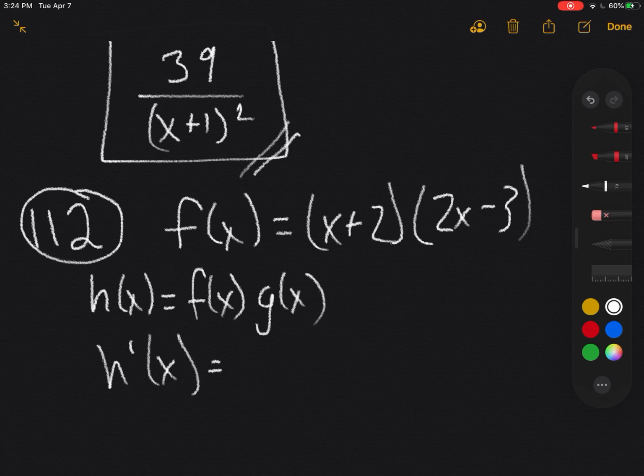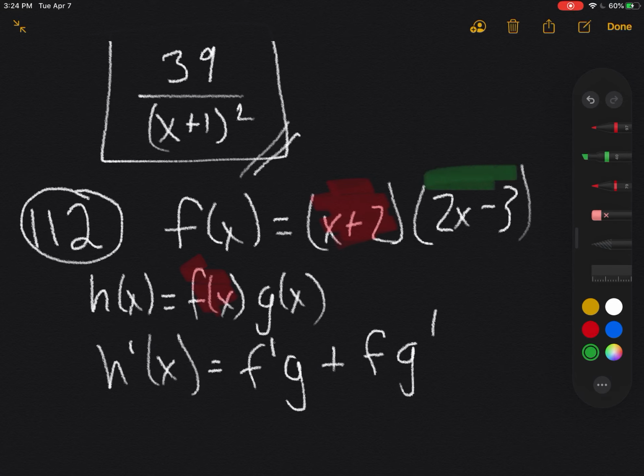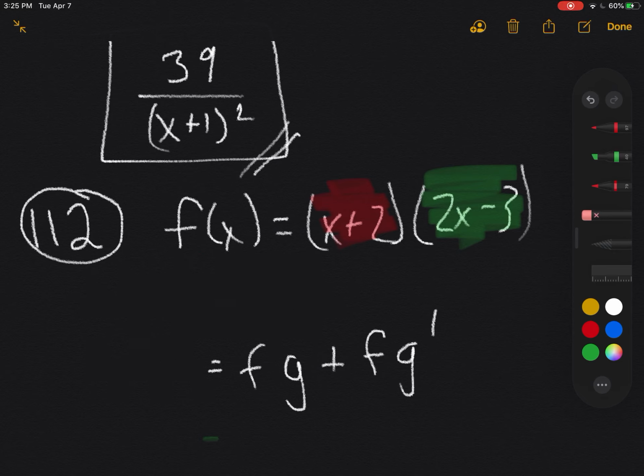The product rule states if I have a function h of x equal to f of x times g of x, then h prime of x equals f prime g plus f g prime. So what I'm going to do is say this red piece is my first function, and this green piece is my second function. And then I'm going to try to find the derivative, so I need to find the derivative of each of those functions.